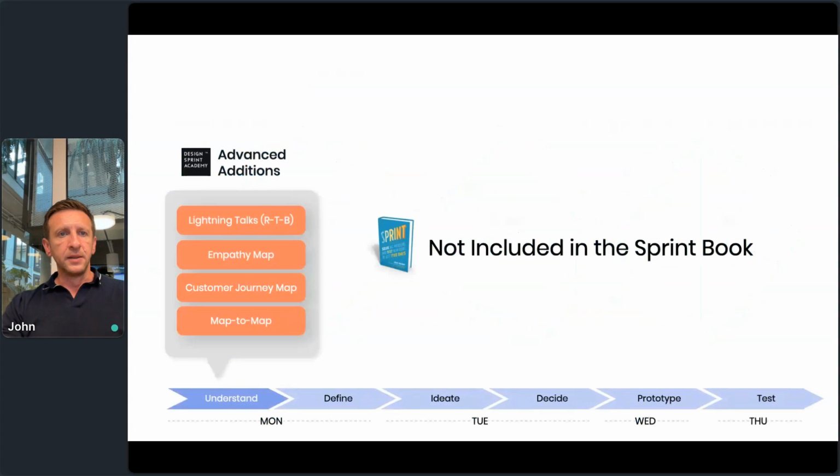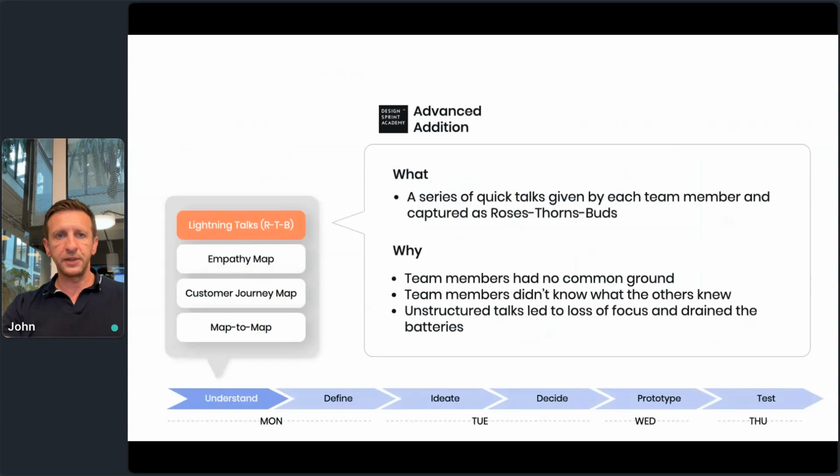And this is how it looks. First day, these are a few exercises that we do. These are additions to the process because they're not included in the sprint book. So I'm talking here about the lightning talks, the empathy part, and customer journey mapping and map to map. These are things that we created. And now I'm just going to explain to you what they are and why we thought they're good for the sprint.